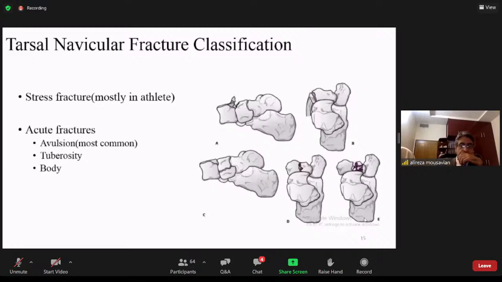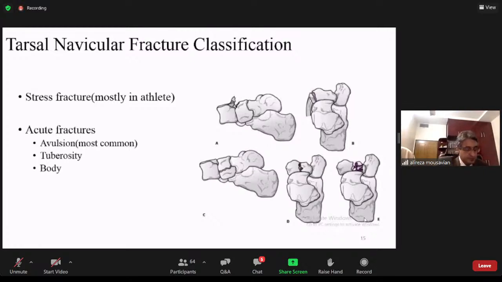It can be classified as a stress fracture, which mostly occurs in athletes, and acute fractures. Acute fractures are subclassified into avulsion fracture, tuberosity fracture, and body fracture. The navicular body fracture is also subdivided into 3 categories.